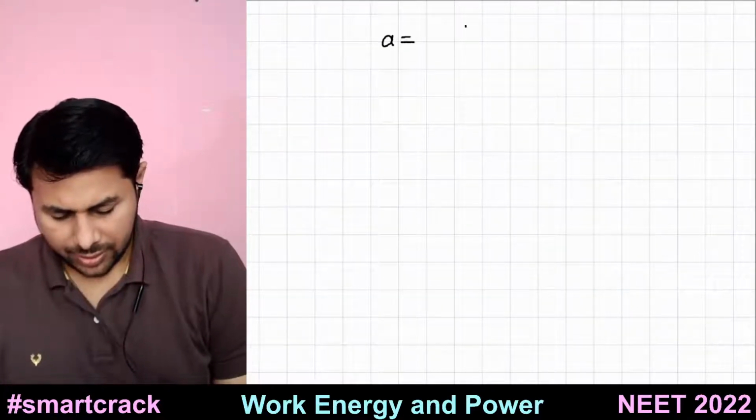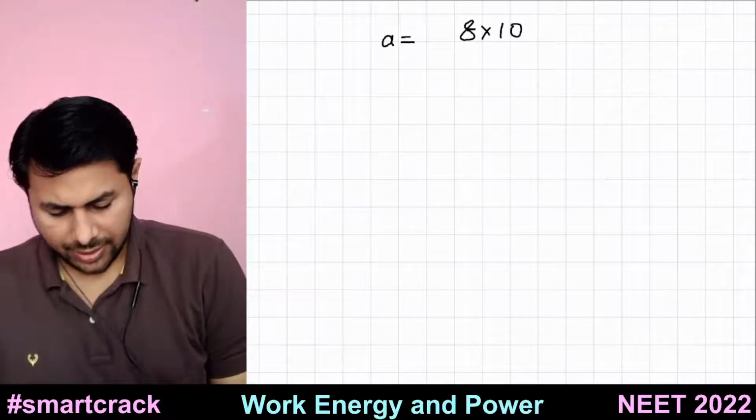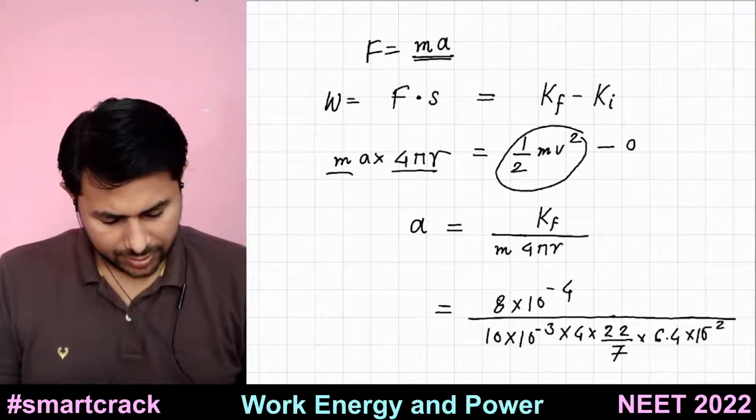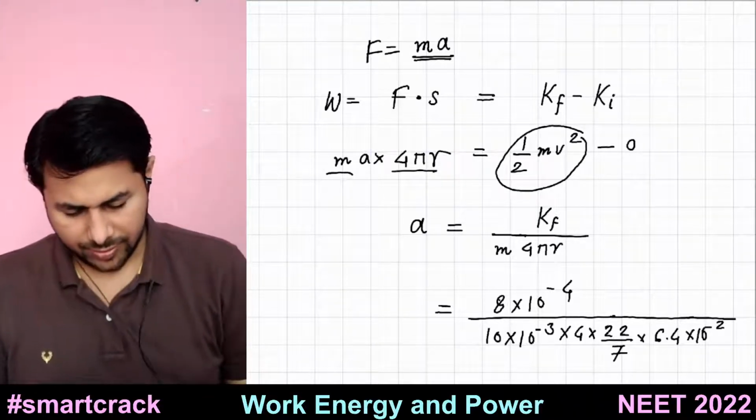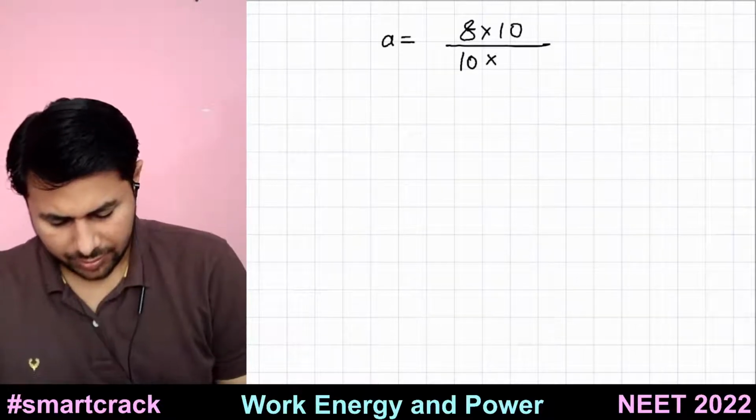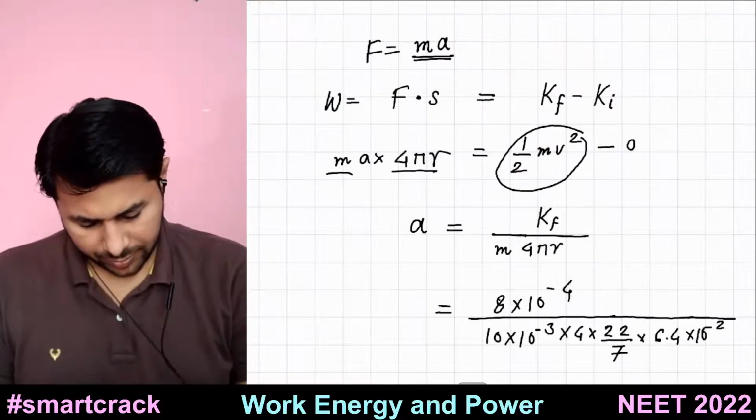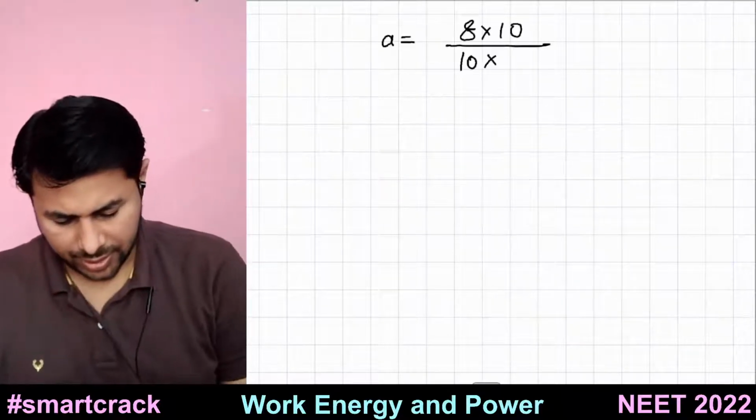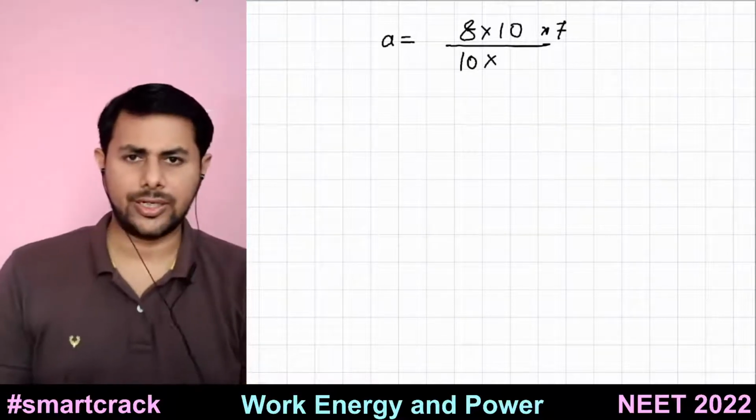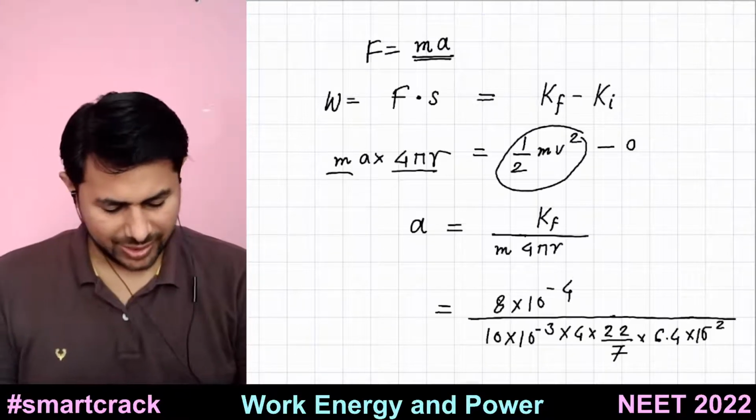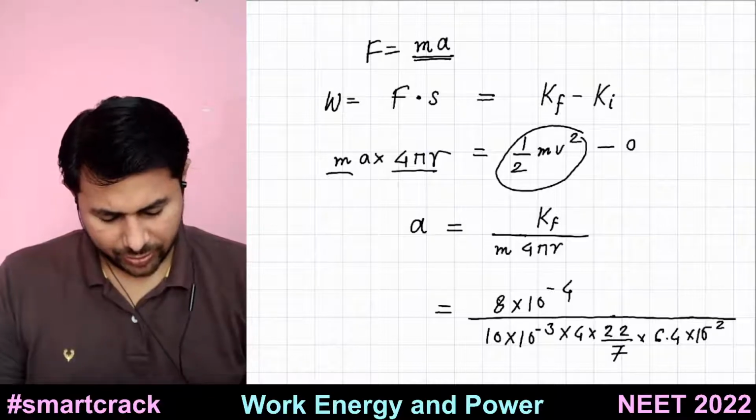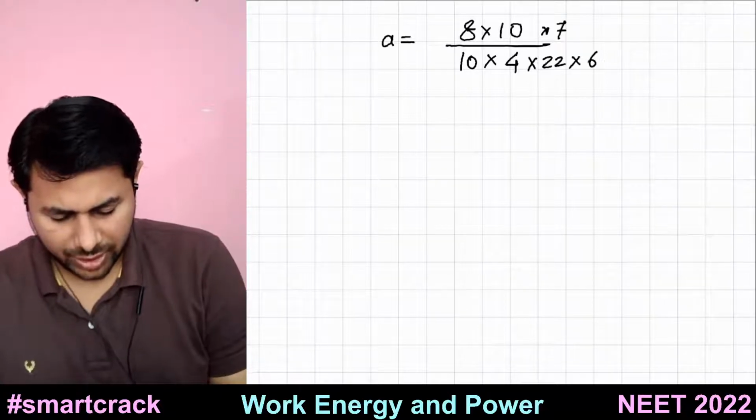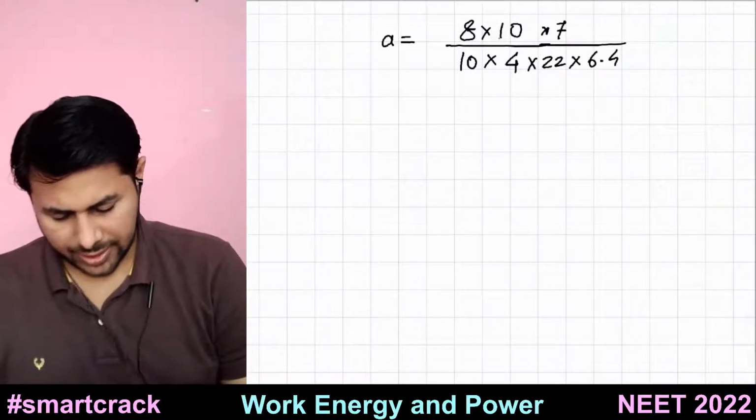Acceleration equals 8 times 10 divided by, what else do we have? Okay, so this 10 was there. So 10 multiplied by, we have 4 into 22, and the 7 I will take into the numerator. Okay, the 7 from the 22 by 7, I will move it into the numerator. And what else is there? 4, 22 and 6.4. This 4 into 22 into 6.4. So this 10 gets cancelled.